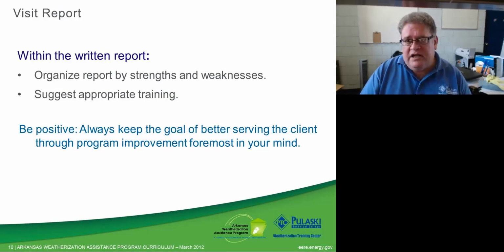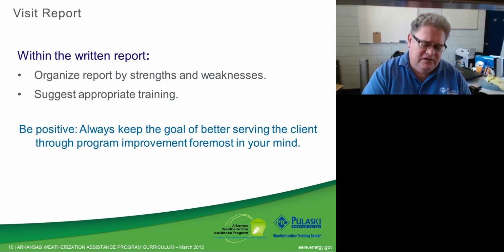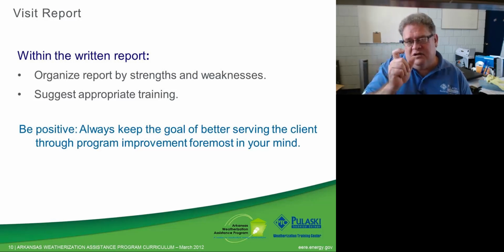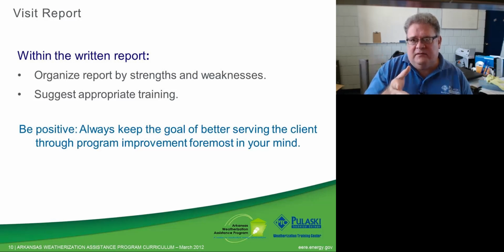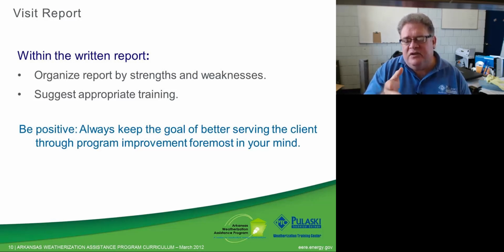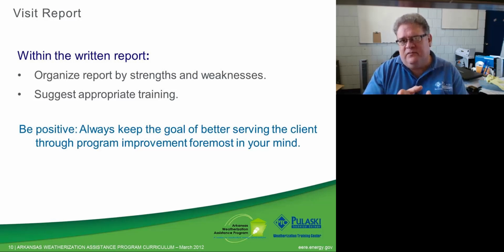Okay. So when you're done, you're going to write up a visit report, and this is what should be in this report. You should always report on strengths, then weaknesses, and then make any appropriate training recommendations. Now, when you talk about weaknesses, you need to do it in a positive way. Okay? We're trying to serve our client and do a good job with the WAP and be responsible in spending our money. These folks are trying to do that as well at the agency, even though what you've just reviewed may not support that assertion.